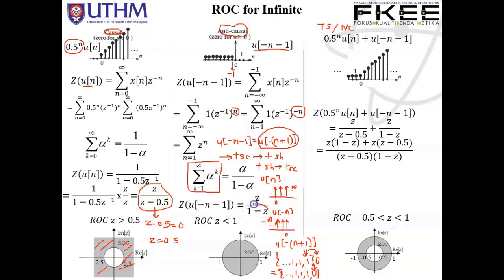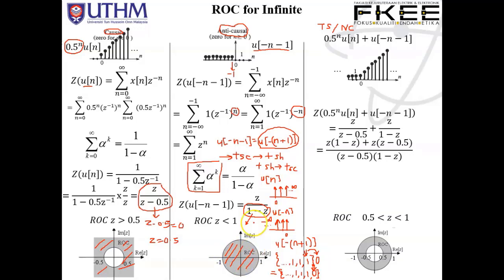Again, at the denominator is our location of poles. So the location of poles is here, and z is smaller than 1. Since z is smaller than 1, that's why we will have this ROC. The ROC is inside the circle.